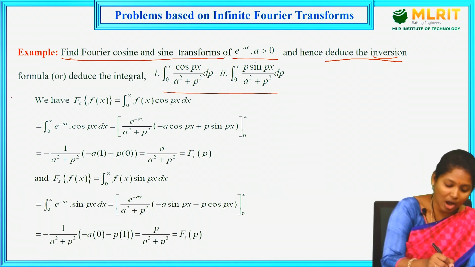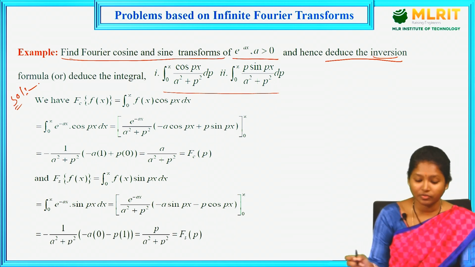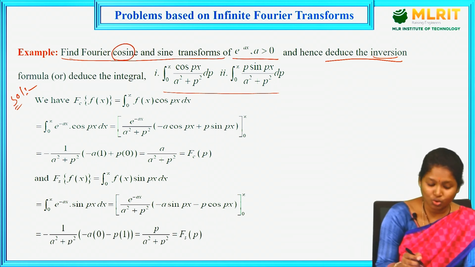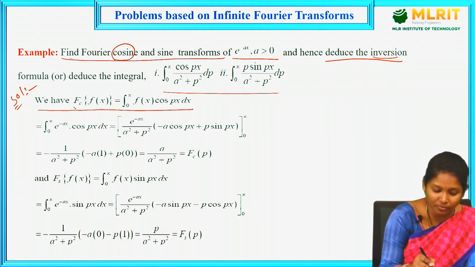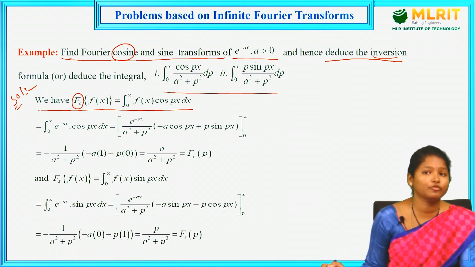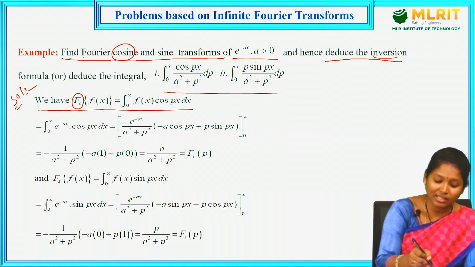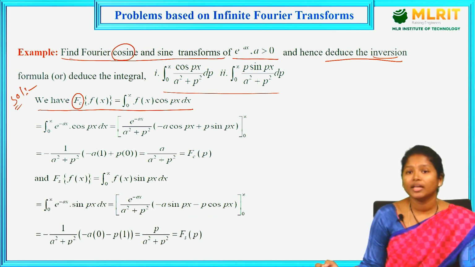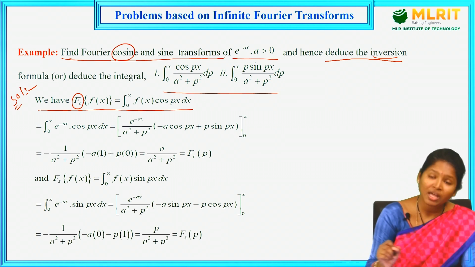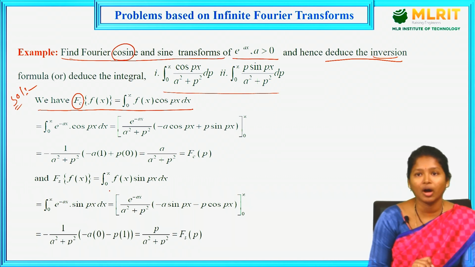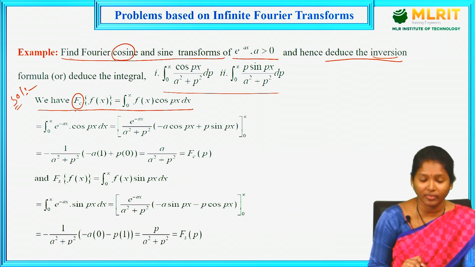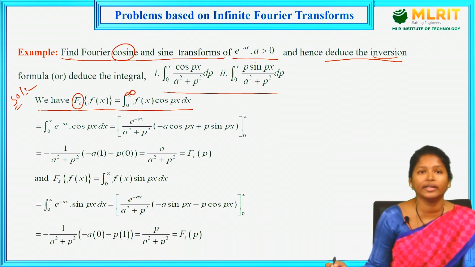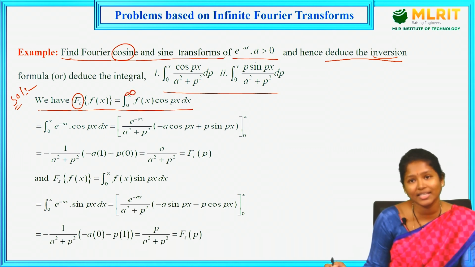First we are finding the cosine transform, so we have Fc of f of x. Fc means Fourier cosine transform. In the problem they didn't mention finite, so this is the infinite Fourier cosine transform. If it were finite, they would particularly mention finite Fourier cosine and sine. That's why we use the infinite formula. So we have Fc of f of x equal to integral 0 to infinity f of x cos px dx.